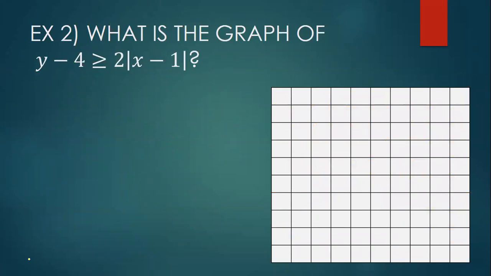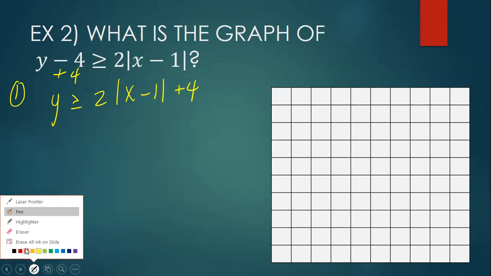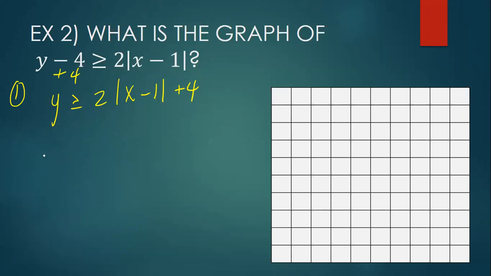Okay, so we have, what is the graph of y minus 4 is greater than or equal to 2 absolute value of x minus 1. So step 1, we have to get y by itself. So in order to get y by itself, what am I going to do here? Add the 4. So I get y is greater than or equal to 2 absolute value of x minus 1 plus 4. Okay, good with step 1?